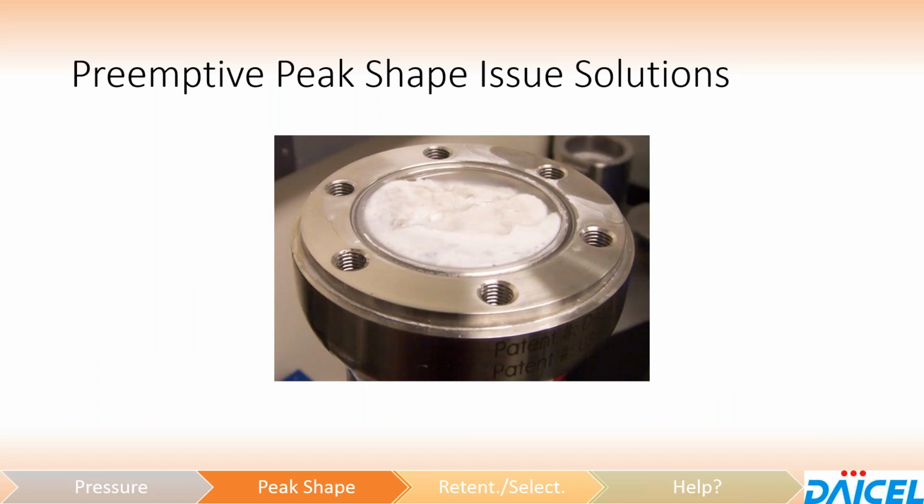And one more example, this is very, very obvious here. You can see quite a large section of this column has been ruined as a result of column packing. This again was another column that went over pressure and pushed the inlet frit down into the column bed and caused a major void in the column.